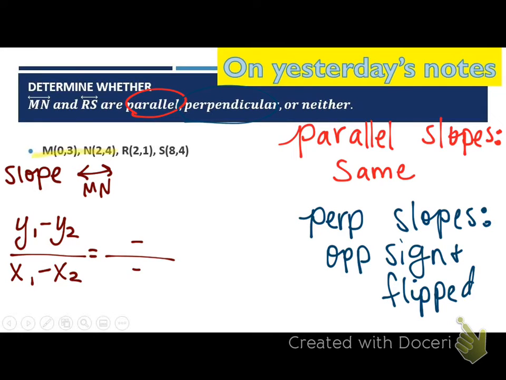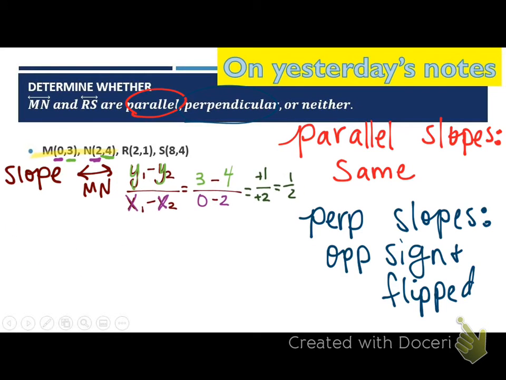So we're only looking at M and N. What is my first y? 3. And my second y? 4. My first x? 0. And my second x is 2. All right, and then we do 3 minus 4, which is -1. And then 0 minus 2 is -2. This reduces to 1/2. Because a negative over a negative makes a positive. So that was the slope of the first.